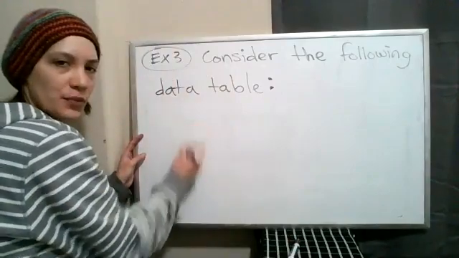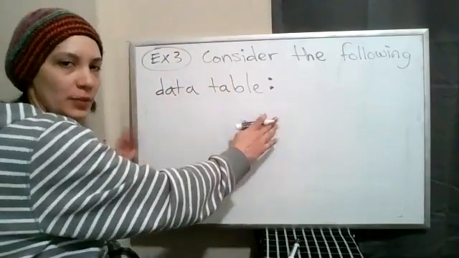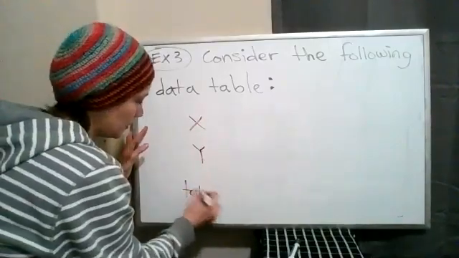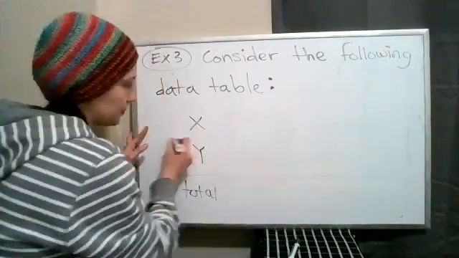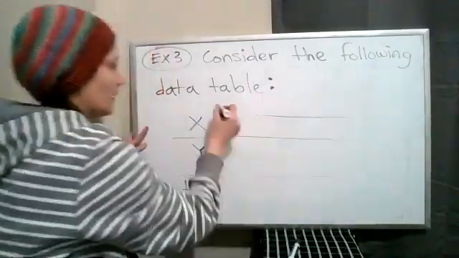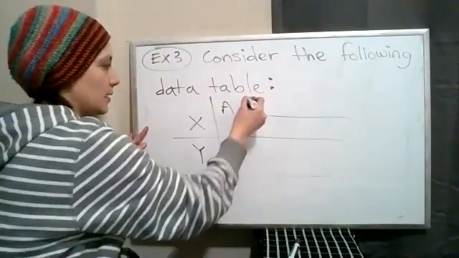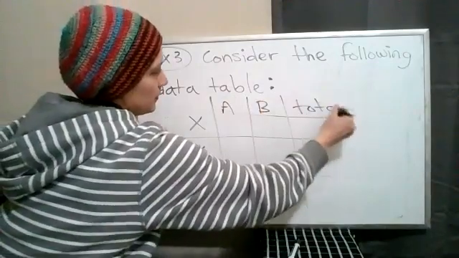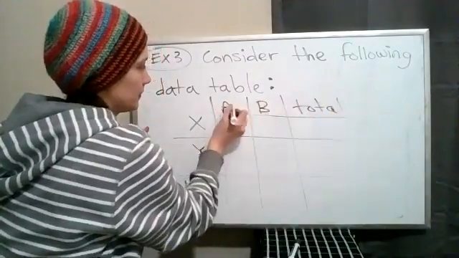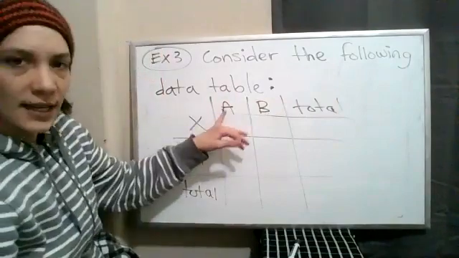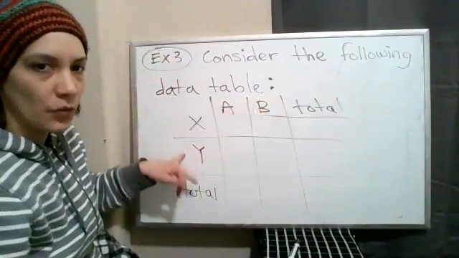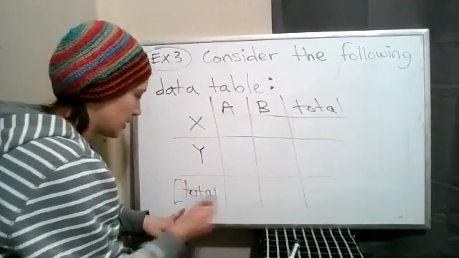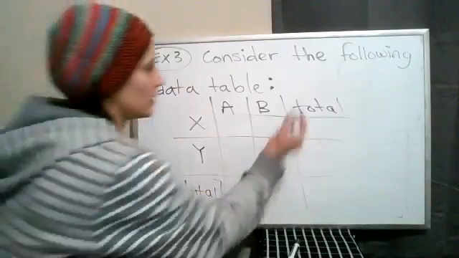So this side will have x, y, the top will be A, B, and then we'll put the totals. So x, y, total. A, B, total. So A and B are events, X and Y are also events, and the totals are just extra information for us. So these are sometimes left out of the picture.